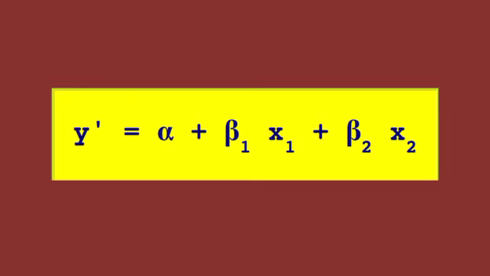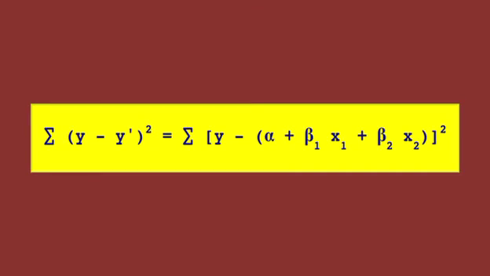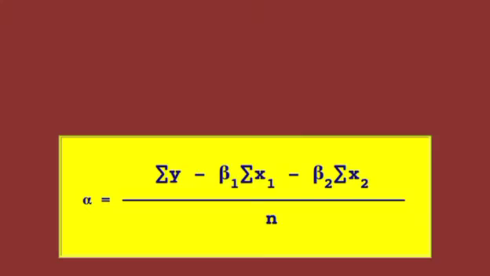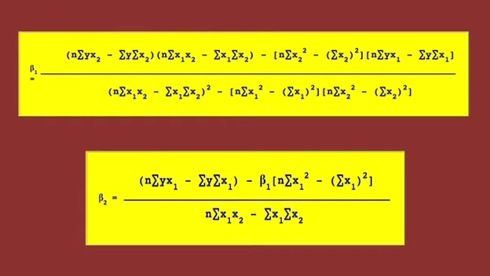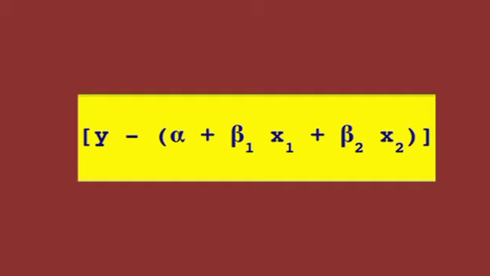Multiple regression is the extension of the least square technique to more than one predictor variable. For the case of two predictor variables, the line to be fitted is. The sum of the squares of the differences between the criterion variable y and its estimate y prime is. The minimization of the sum of the squares leads to equations for alpha, beta 1, and beta 2 as a function of the predictor variables x sub 1 and x sub 2 and criterion variable y.